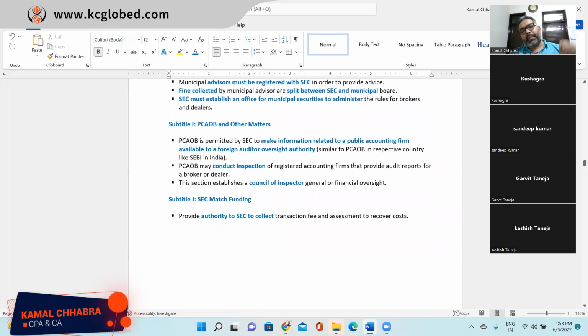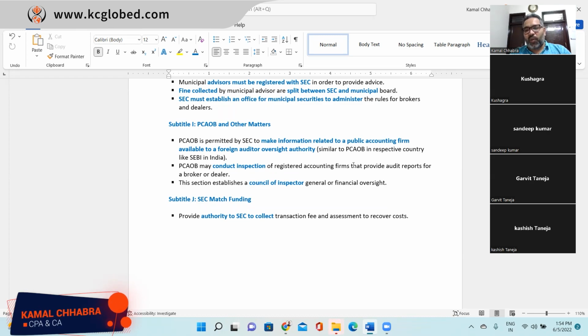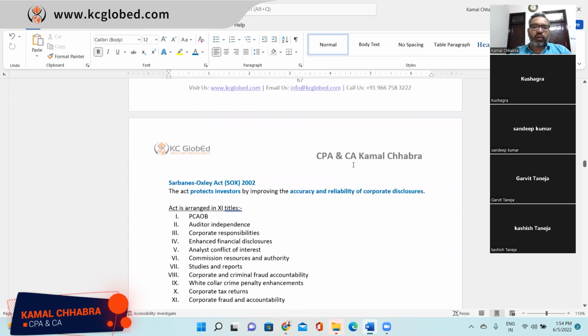Last one is match funding. It provides authority to the SEC to collect transaction fees and assessments to recover costs. That means the PCAOB does the assessment, and if they find anything wrong, then they can charge fees as well as fine penalties from the CPAs. That will come under the SEC funds through which the SEC runs its operations. So this is all about the Dodd-Frank Act.